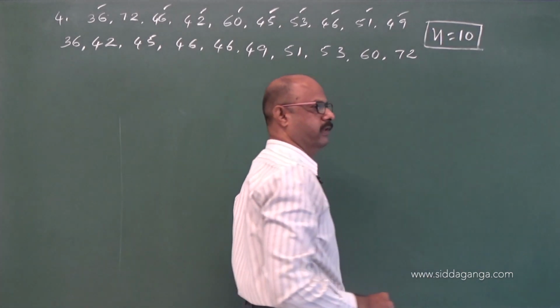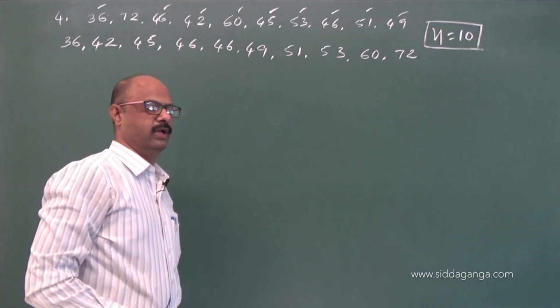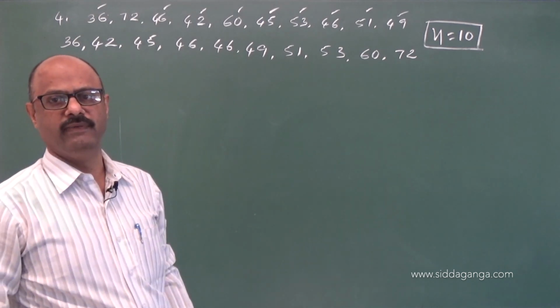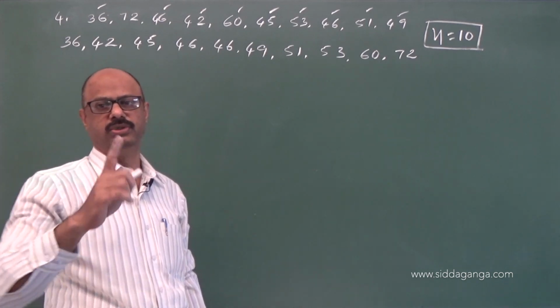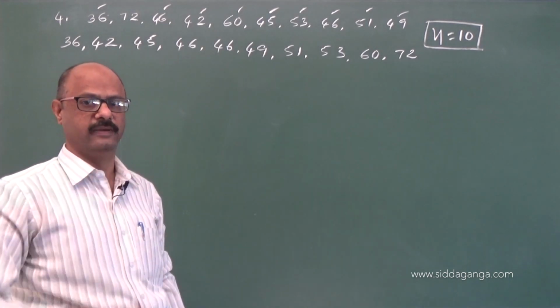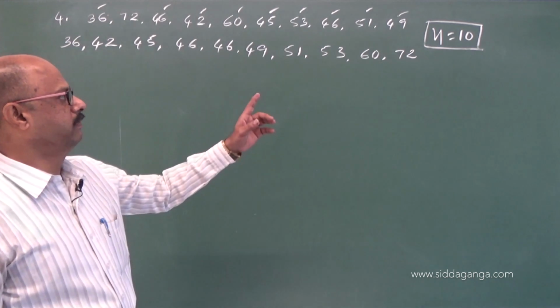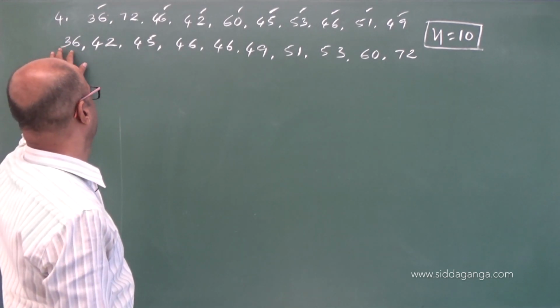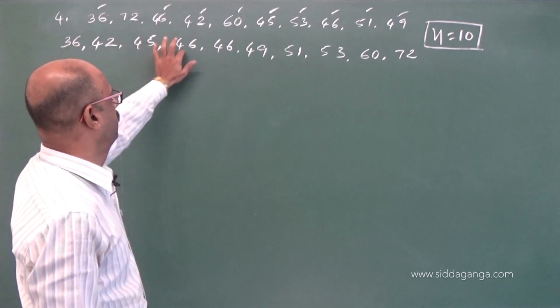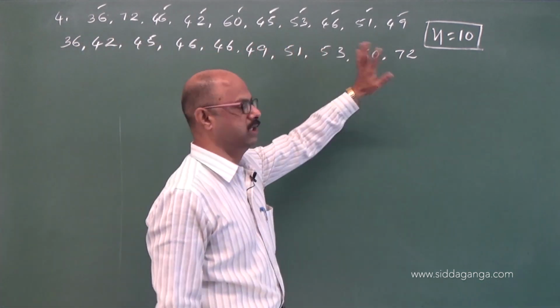In this problem, frequency is not given. For upcoming problems, we find the frequencies. The addition of all frequencies, we call sigma fi. We usually denote it by capital N. Here we denote it by small n. So once again, you count these written numbers: 1, 2, 3, 4, 5, 6, 7, 8, 9, 10.